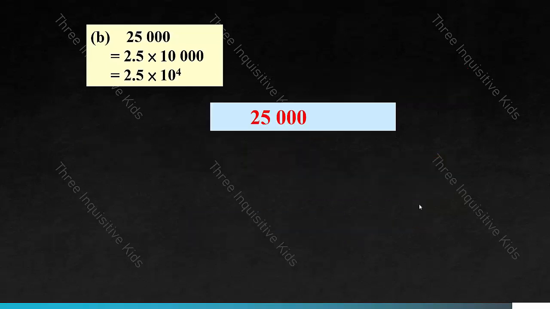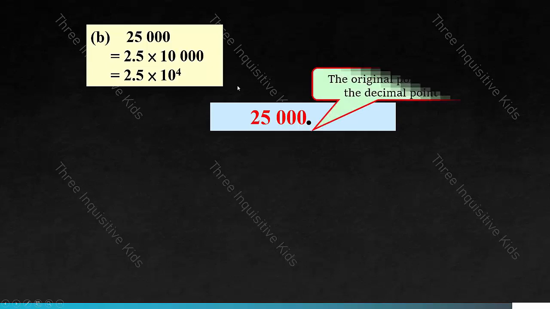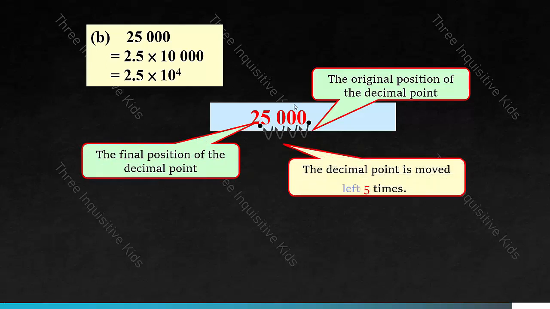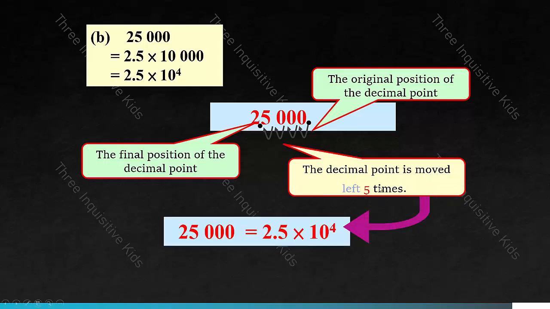For 25,000, it's the same thing as 2.5 times 10,000. This is the original position of the decimal point, and we're going to move it to the left 4 times. So we have 2.5, and since we moved the decimal point left 4 times, it's actually 4 times. I don't know why it says 5 times here. The exponent would be 10 to the fourth power.